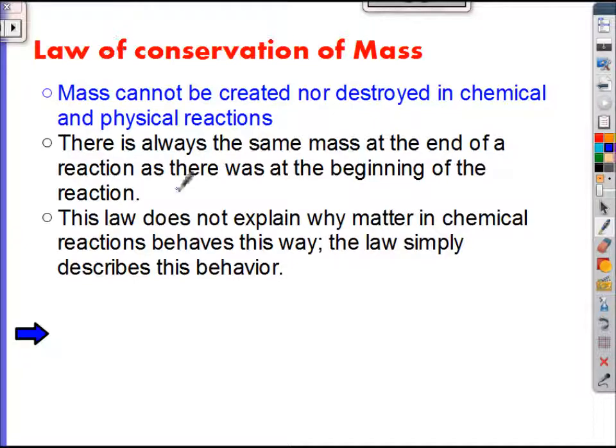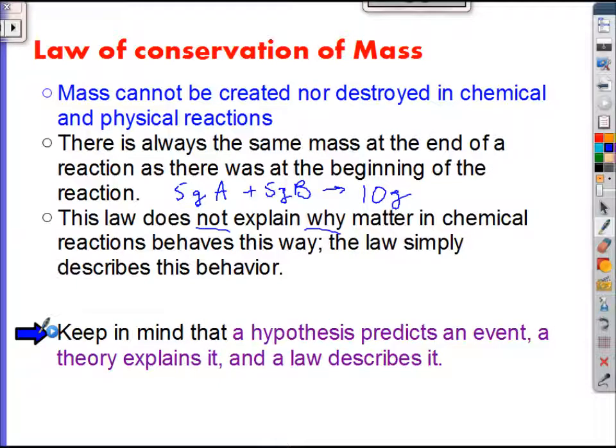I can rearrange the atoms, I can change their state, but it doesn't matter what I do, I have the same amount. So if I have 5 grams of A, and I react that with 5 grams of B, how much am I going to end up with at the end? 10 grams, no matter what. 10 grams of product. It doesn't matter how it's arranged, if it's AB, if it's AB2, if it's something else, it's always going to be 10 grams of this material. Now, it's a law, so it doesn't explain why. It just says this is what happens.